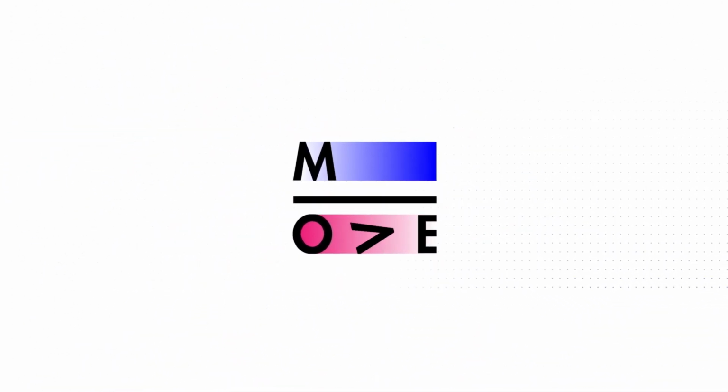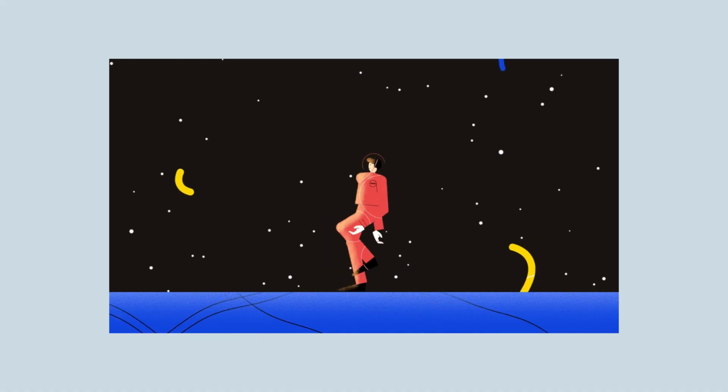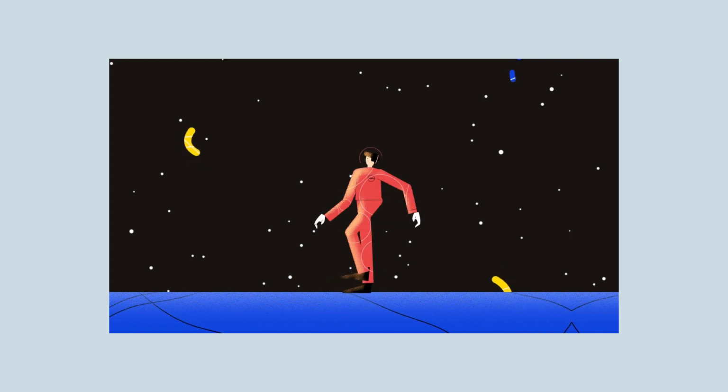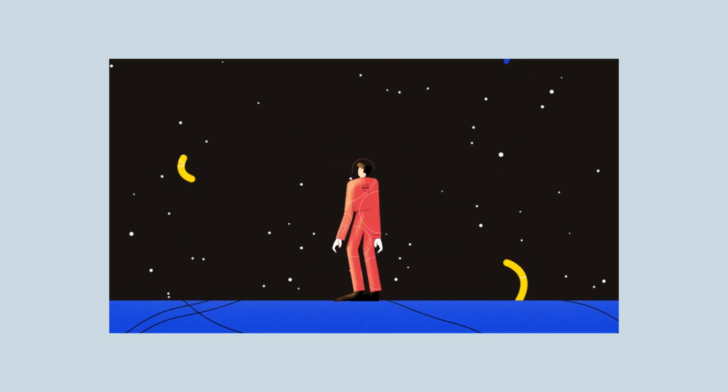Move Motion Graphics here, and today we'll be taking a look at how you can animate your own character in After Effects from vectors imported from Illustrator. So this tutorial will focus mainly on the rigging of the character in After Effects, and a few tips on how you can animate the character afterwards.